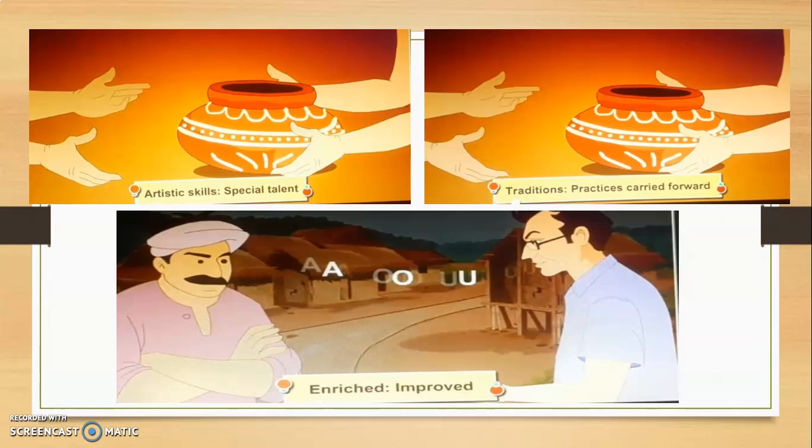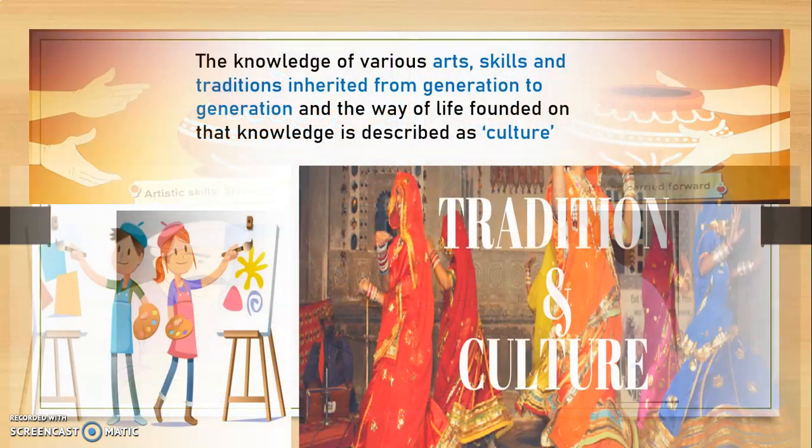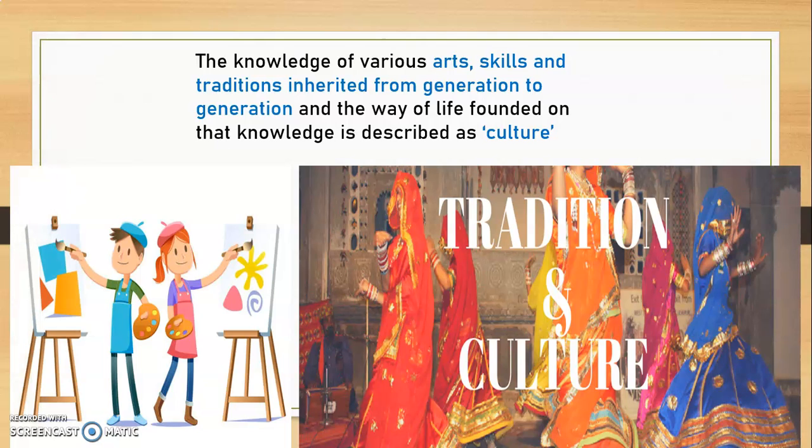Slowly, to science and symbol, man also started speaking. Verbal words came out of his mouth. So there was improvement, enrichment was there. Man started sharing his thoughts, man started sharing his ideas, he started giving his knowledge. So the knowledge of various arts, skills, traditions, culture, which was inherited, that is passing from one generation to another generation, and on the way the life was founded, came to be described as culture.